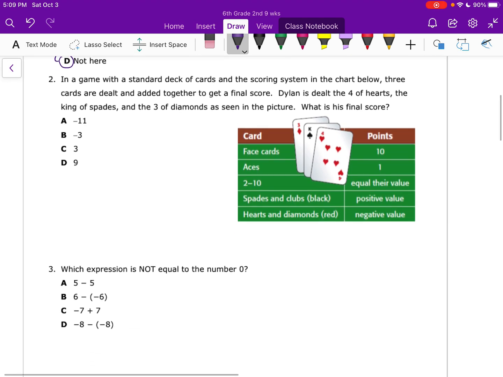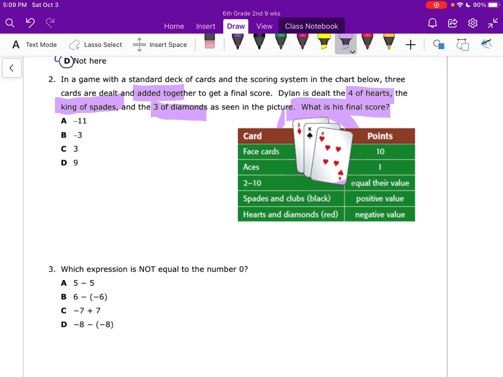All right, number 2. In a game with a standard deck of cards and the scoring system in the chart below, 3 cards are dealt and added together to get the final score. They're added together. Dylan is dealt the 4 of hearts, the king of spades, and the 3 of diamonds, as seen in the picture. Oh, look right there. There they are. What is his final score?